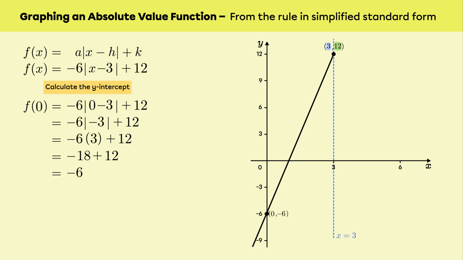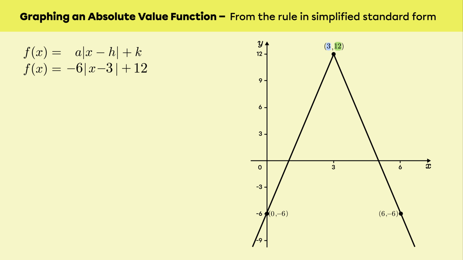The point we just plotted, (0, negative 6), is situated 3 units to the left of the axis of symmetry and has a height of negative 6. We can therefore plot a point with the same height, but situated 3 units to the right of the axis. The coordinates of this point are therefore (6, negative 6). We're done. But we observe that our function has two zeros, which is not always the case.